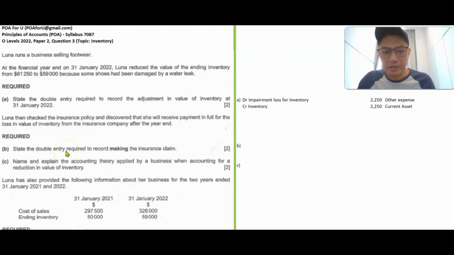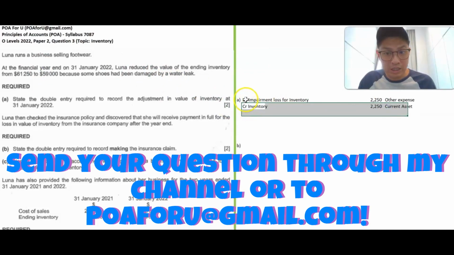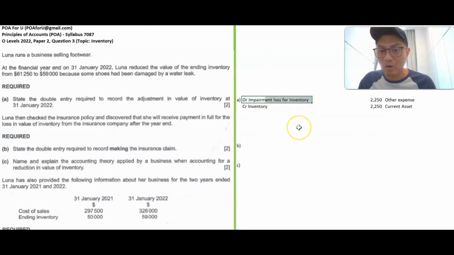What is the double entry for making an insurance claim? So the question is saying that Luna, after the year end, realized that she bought insurance and could make a claim against the insurance for this loss of inventory. What still stays true is that the inventory value went down from 61,000 to 59,000 because of the water leak. So crediting inventory is still correct, but you did not have to debit impairment loss for inventory because that wouldn't be an expense to you anymore because you got insurance to cover for it.